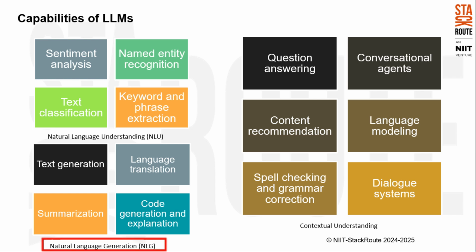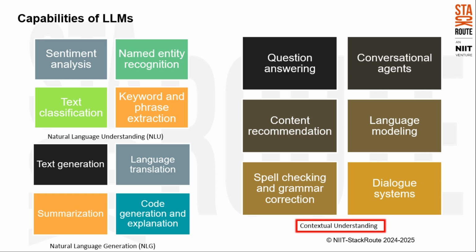Next, we have natural language generation, NLG, where LLMs can create human-quality text formats, mimicking various writing styles and tones. They can generate different creative text formats like poems, code, scripts, musical pieces, emails, letters, etc. Examples include text generation, language translation, summarization, code generation and explanation, paraphrasing and rewriting.